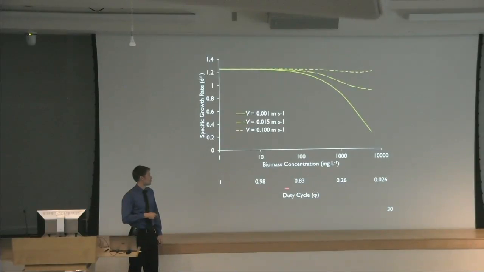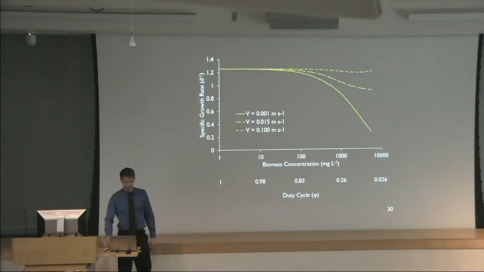Now, here I've put numbers for a duty cycle. Another way to think about the duty cycle is take the average light intensity divided by the incident light intensity, which is sort of the same as the time in the light divided by the time in the light and time in the dark. So I say that this is an equivalent duty cycle for these biomass concentrations. But what you see is, as biomass concentration increases, duty cycle decreases, and therefore relating this back to the flashing light work, this also agrees with lower duty cycle leads to lower growth.